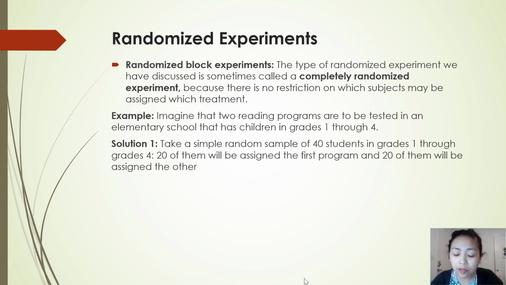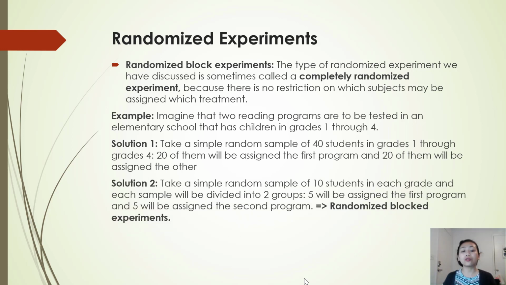But the disadvantage is that the group of 40 students might have more students from grade 1, for example, which brings bias to the study. So we think of another solution to get rid of it. We take a simple random sample of 10 students in each grade: 10 in grade 1, 10 in grade 2, 10 in grade 3, and 10 in grade 4. Each group of 10 is divided into two smaller groups, 5 assigned the first program and 5 the other.